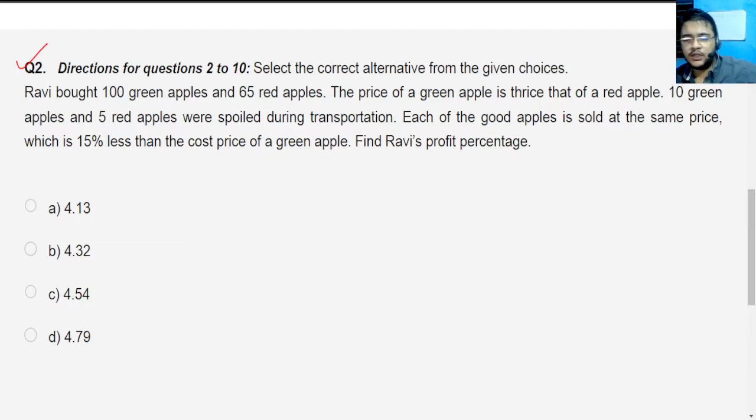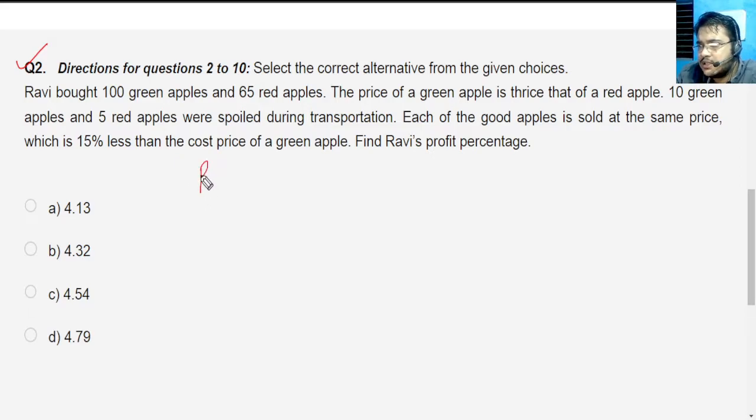Now, if you go and try to solve this question, this is not a very difficult question. This is also not a very easy question. But calculations can sometimes take you off guard. So without giving too much time, let's solve this.